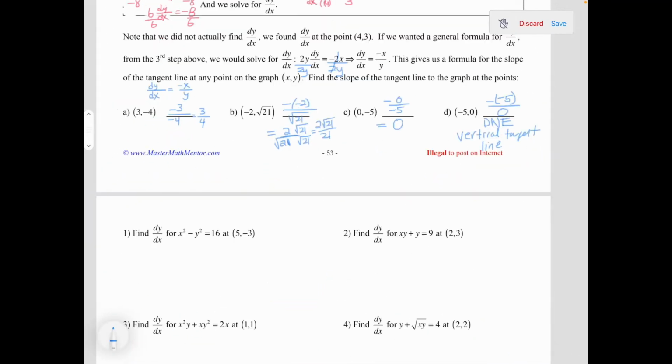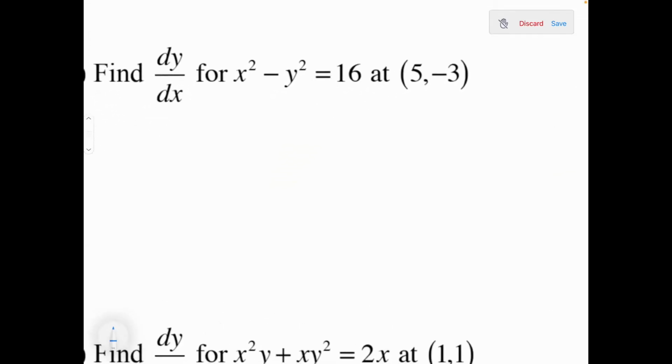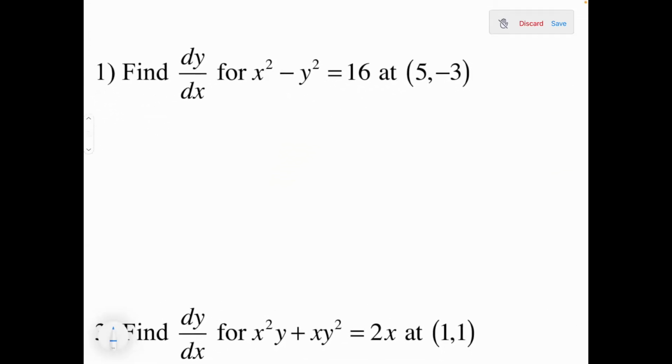Alrighty, rolling on. Number 1, we want to find dy/dx for x squared minus y squared equals 16. We could go through and solve this for y. We don't really want to. So we're going to take the derivative of each piece using the rules that we've learned in the past. Anytime we take the derivative of x, that's dx/dx, which is just 1, so we're probably not going to write it every time. But anytime we take the derivative with respect to y, we've got to write dy/dx.